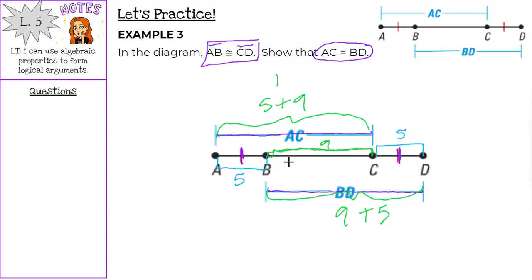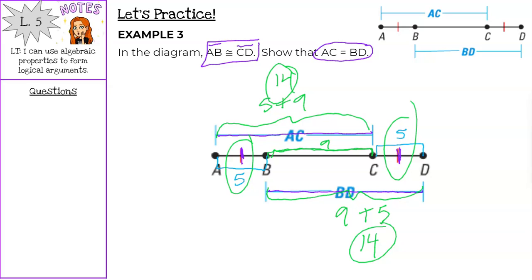Well, what is 5 plus 9? 14. 9 plus 5, 14. So AC would equal BD, because they're going to have that same value no matter what, because this chunk is congruent to this chunk. So now we just have to state that in a logical argument.